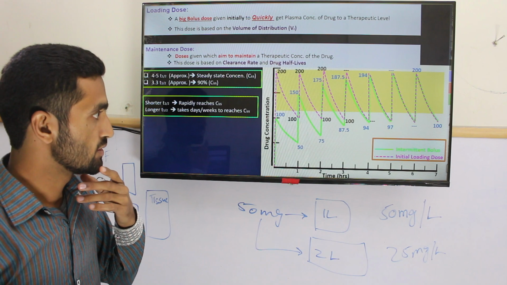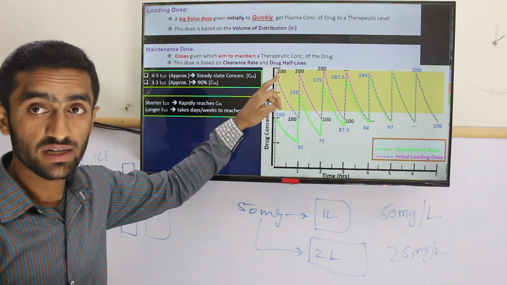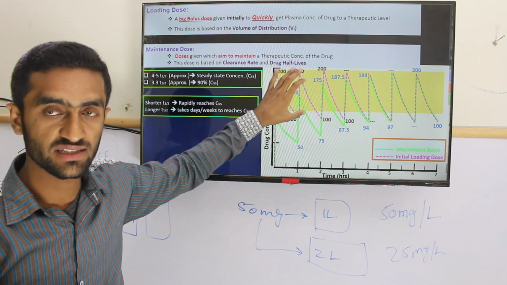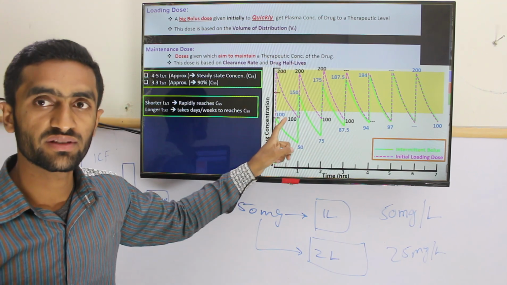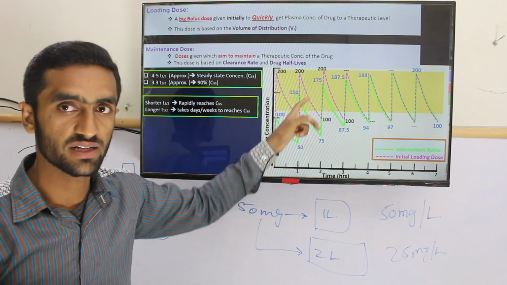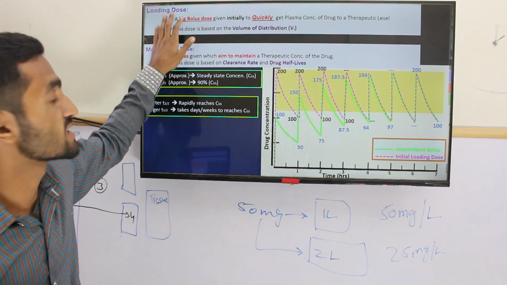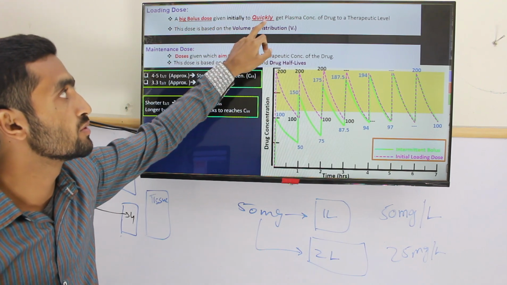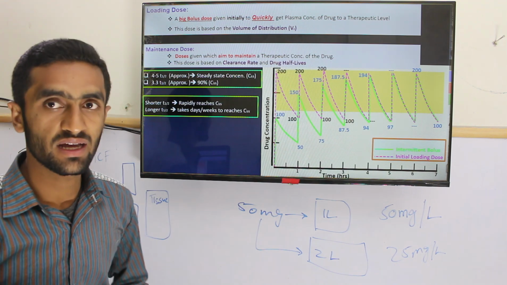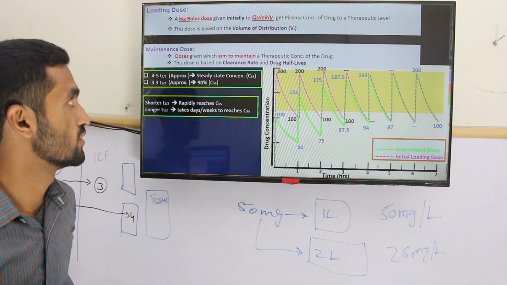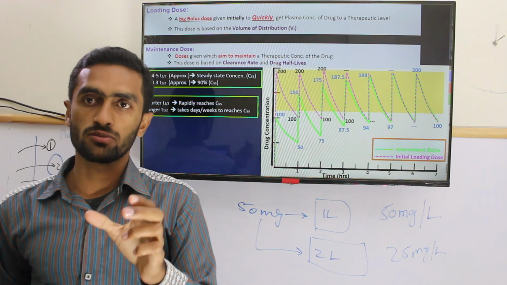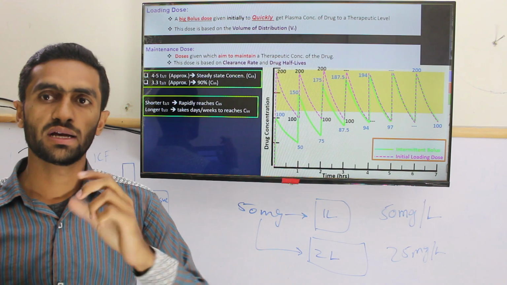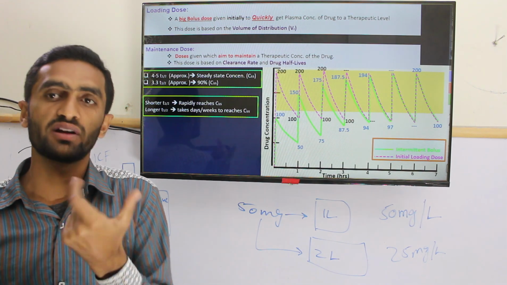So you can see first you have given a 200 big bolus to reach the target concentration. After this, you just continue the maintenance dose of 100. So this first big bolus is considered the loading dose. The first big bolus dose is given initially to quickly get the plasma concentration of the drug to the therapeutic level; that is the loading dose. It's totally dependent on the volume of distribution. You just need to know the volume of distribution, and you need to know the target.